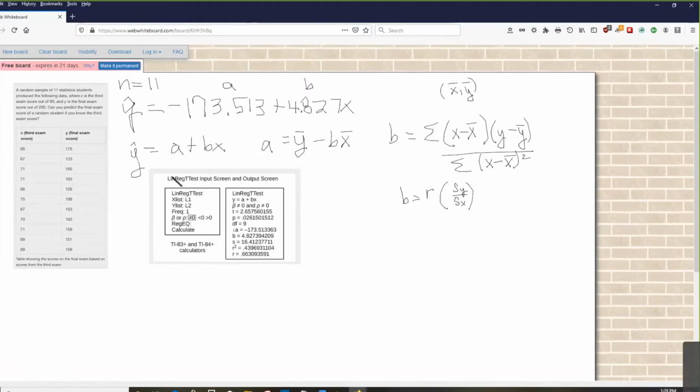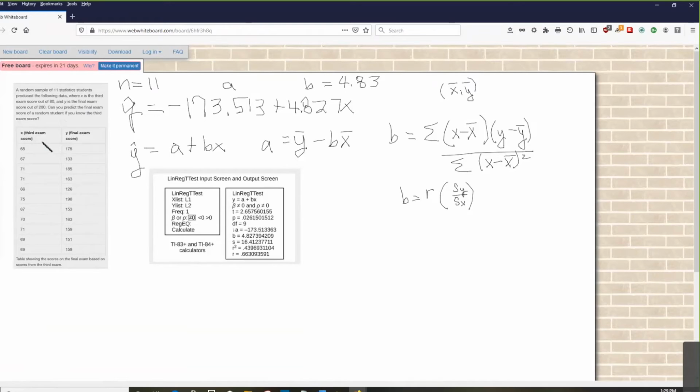So the way that we would interpret this, the B, our slope B, tells us how y changes for every 1 x. So for this particular exam, our B is equal to 4.827, which we could round to 4.83. And all that's saying is for a 1-point increase on the third exam, which is our x values, we would expect the final exam points to increase by 4.83 on average.